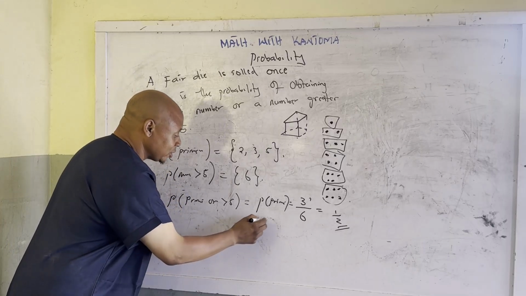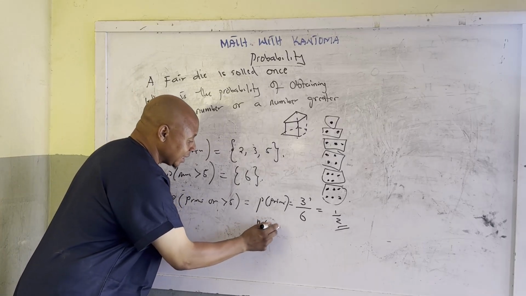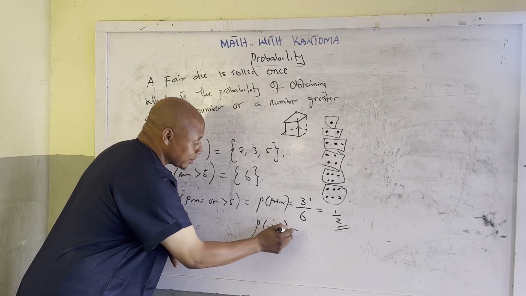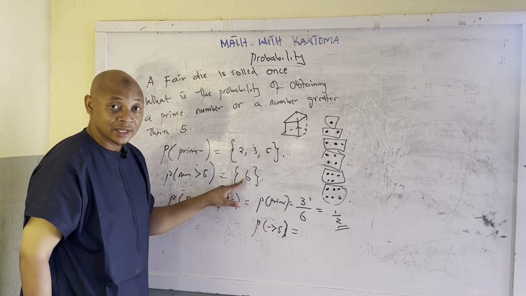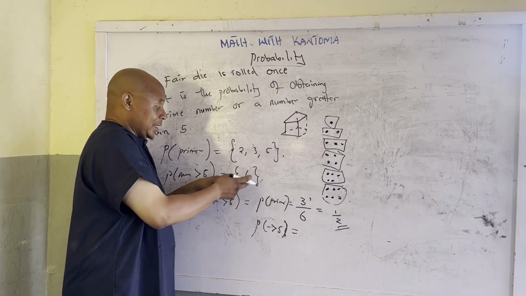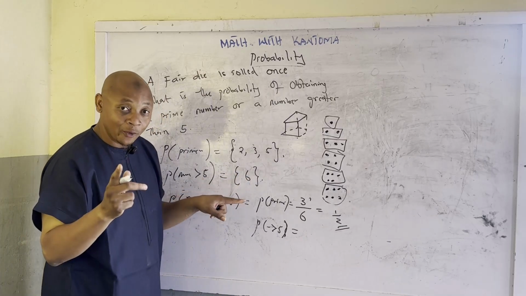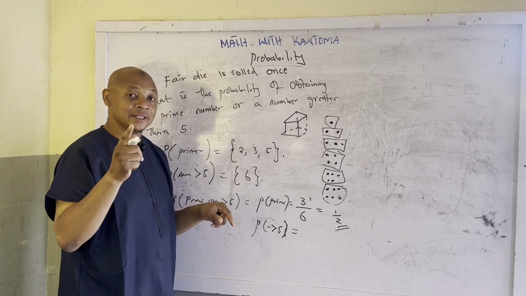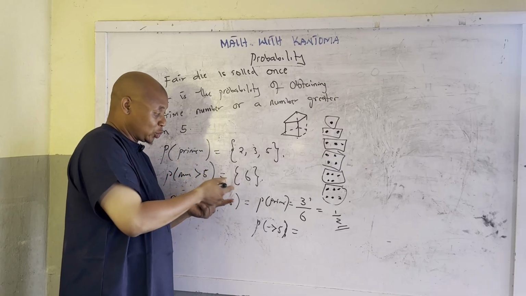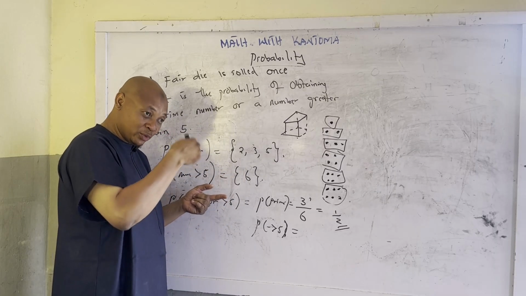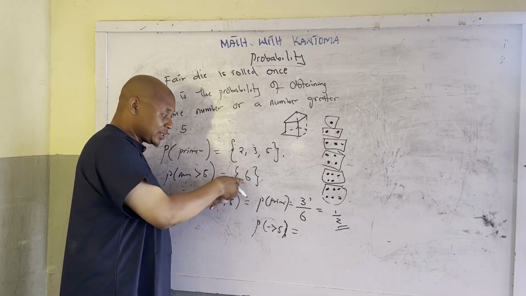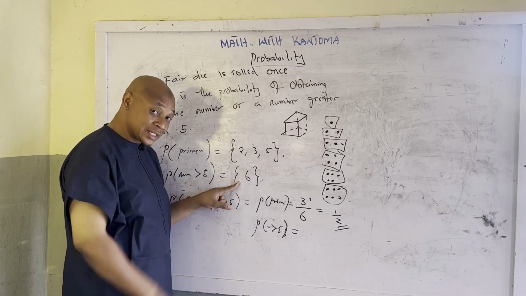And the probability of picking a number greater than 5. The element here is 6. This 6 is not the number, this 6 is an element of the set. So now 1 is the number. So now the possible number of outcomes of this event is 1, it is not 6.